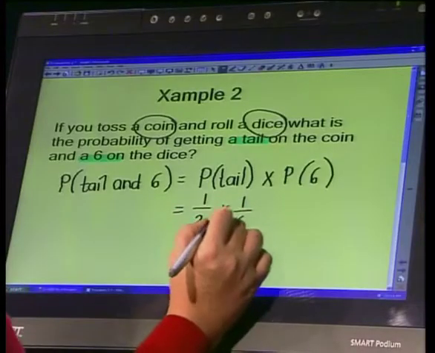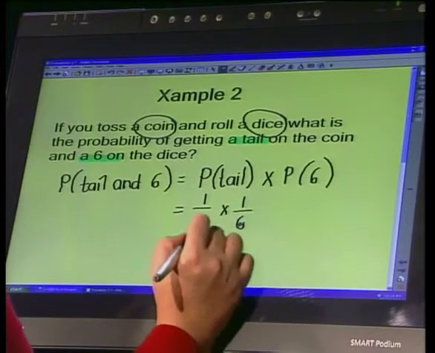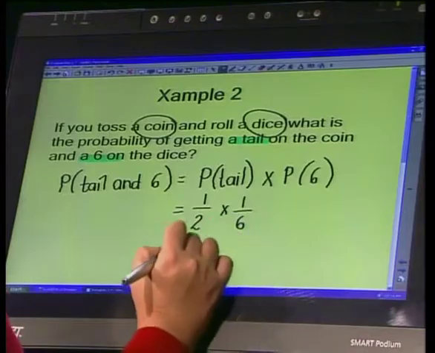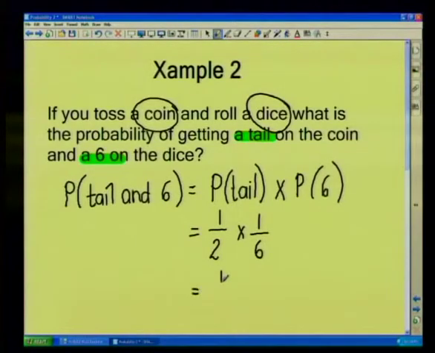If we are multiplying fractions, we times our tops together, or our numerators together, and then we times the bottoms together, which are our denominators. And if I say 1 times 1, I'll get 1, and 2 times 6 is 12. So our answer should be 1/12.